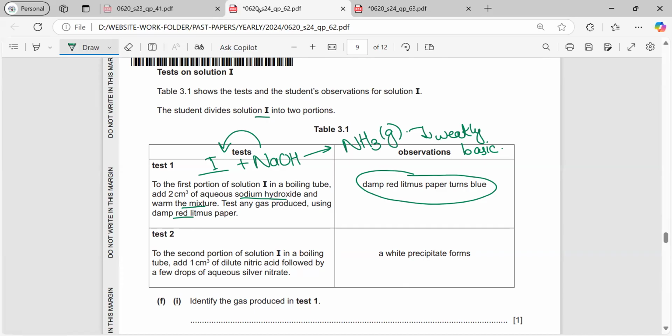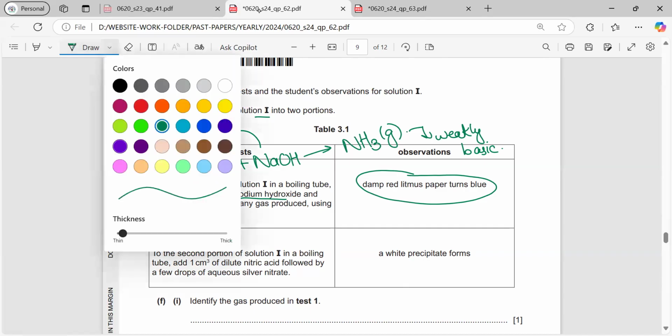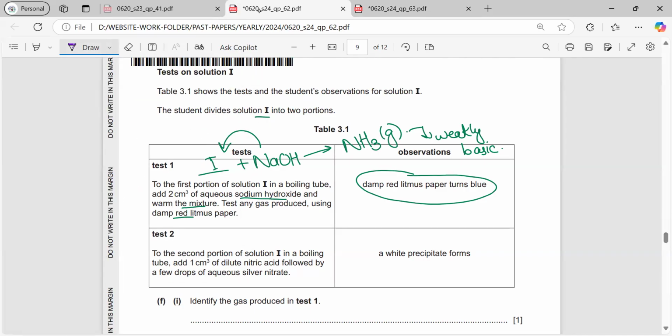Test number 2 is, to the second portion of solution I in a boiling tube, add 1 centimeter cube of dilute nitric acid followed by a few drops of silver nitrate. And white precipitates we are getting. So if we add silver nitrate, we get white precipitates.